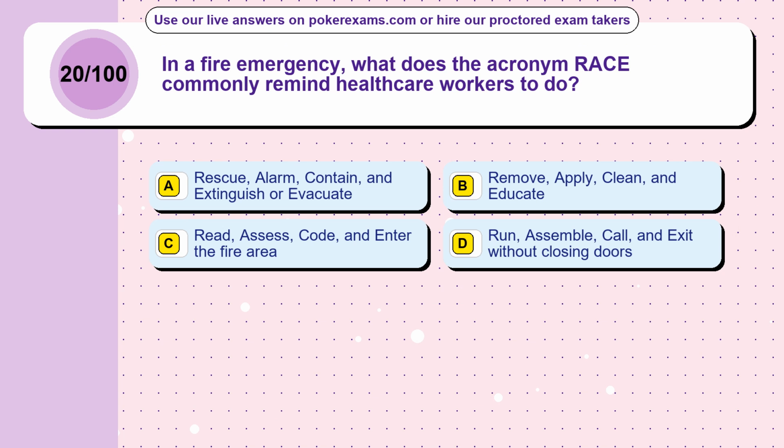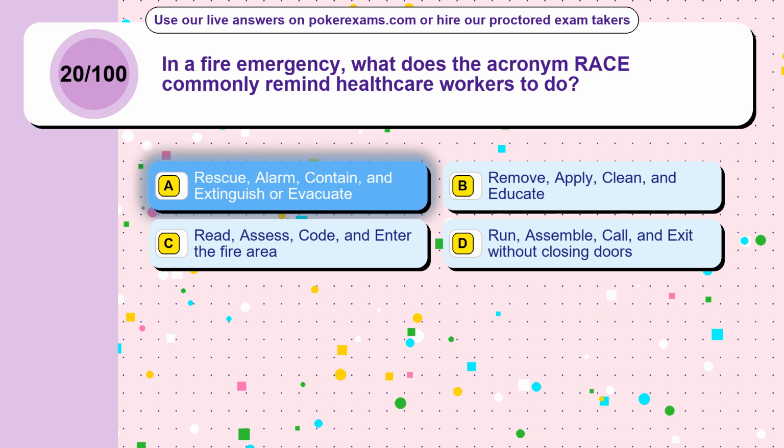Question 20. In a fire emergency, what does the acronym RACE commonly remind healthcare workers to do? Option A. Rescue, alarm, contain, and extinguish or evacuate. Option B. Remove, apply, clean, and educate. Option C. Read, assess, code, and enter the fire area. Option D. Run, assemble, call, and exit without closing doors.